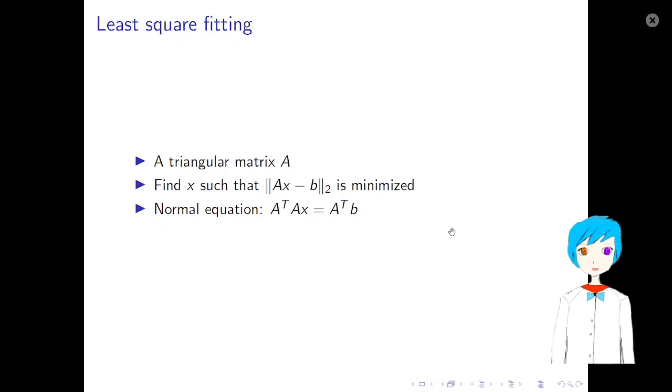So finally, we talked about the least square fitting. When talking about least square fitting, A is not a square matrix. It is usually a tall matrix, and usually the number of rows is larger than the number of columns, which means that we have more data points to fit than the number of variables. So we find x such that the 2 norm of Ax minus b is minimized. To solve this problem, we are solving the normal equation, that is to find the solution x such that A transpose A times x equals A transpose times b.